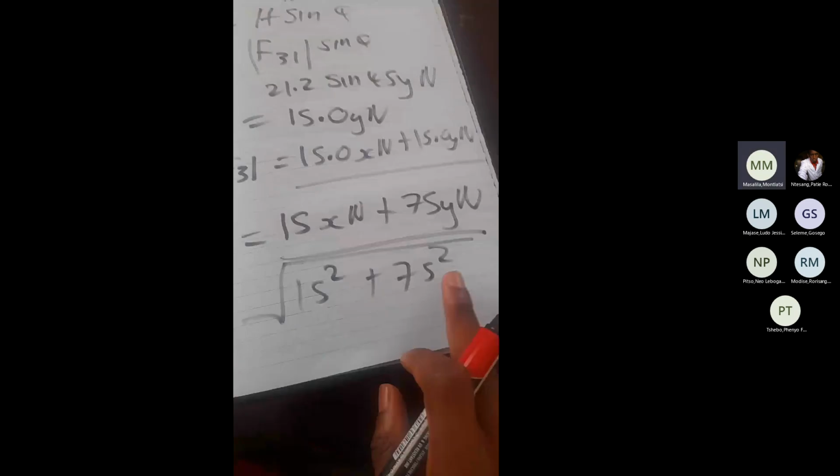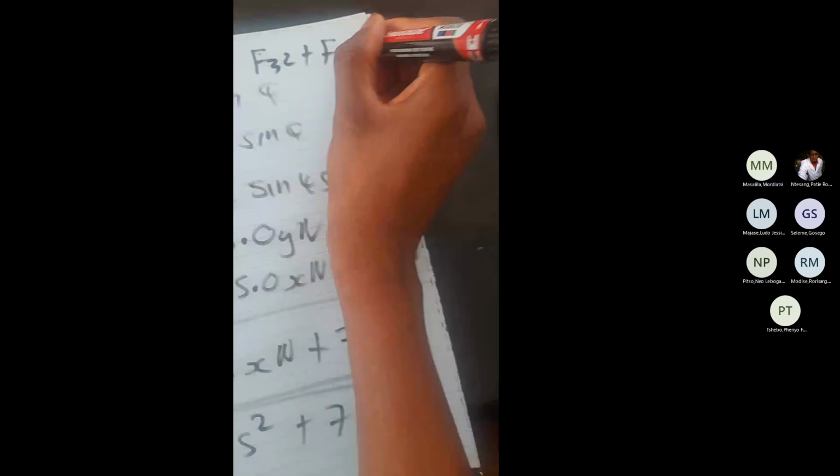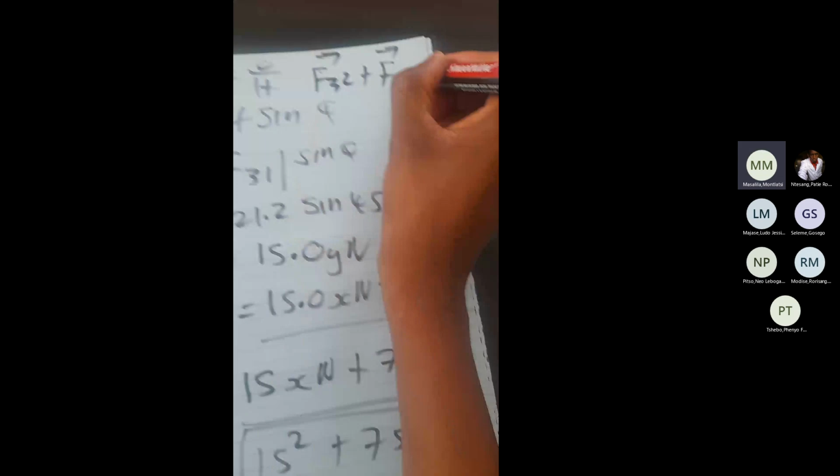I'm saying that I'm going to add the vector of F31 and F32. I'm adding components. 15 plus 0 for the x, that is 15. After that, I'm going to say 60 plus 15, so that I have 75. You understand? I'm adding vectors. I'm adding vector 3,2 plus vector 3,1.